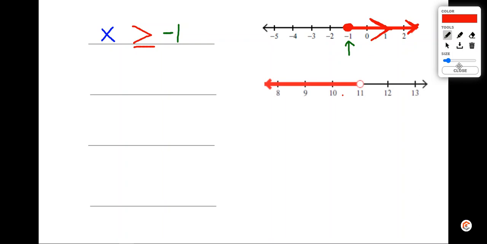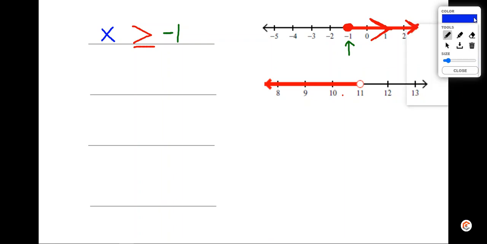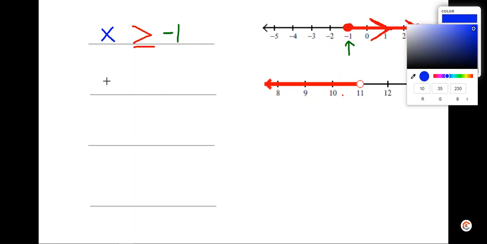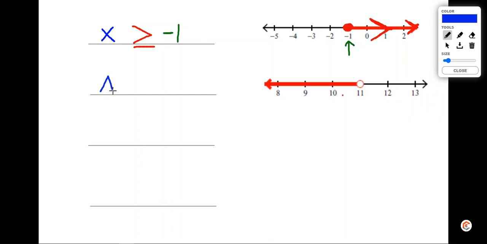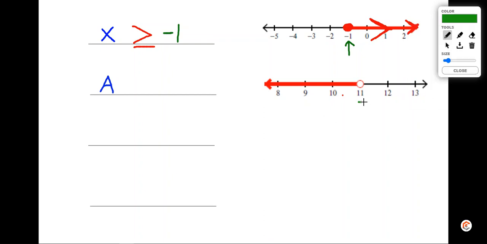Let's try another one together. First thing you do is, that's right, start with your variable. And you can use any variable. I'm just going to use A this time, just to show you it doesn't matter what letter we use. Then the next step is, that's right, let's figure out what number our graph starts at. 11. So we know that there's a relationship between A and 11.